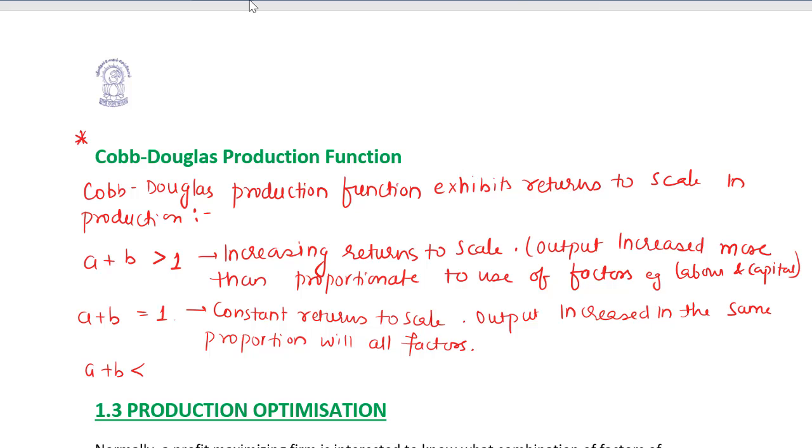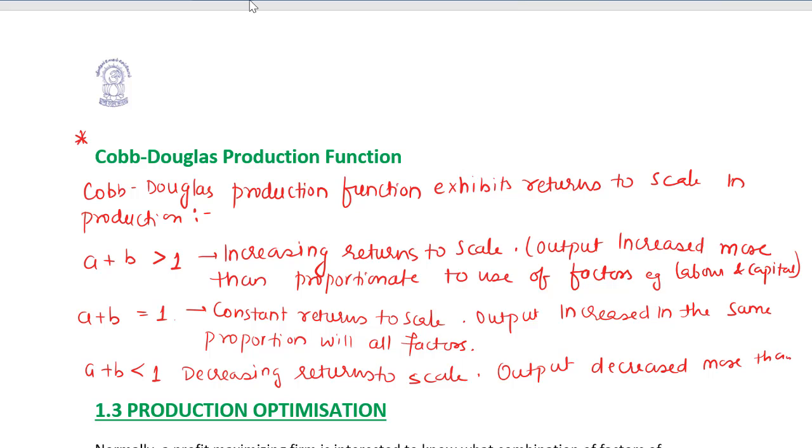A plus B, stage 3, is lower than 1. That means what? Decreasing returns to scale. This means what? Output decreased more than proportionate to use of factors, factors like labor and capital. Understood? Cobb-Douglas production function is shown in this manner over here.